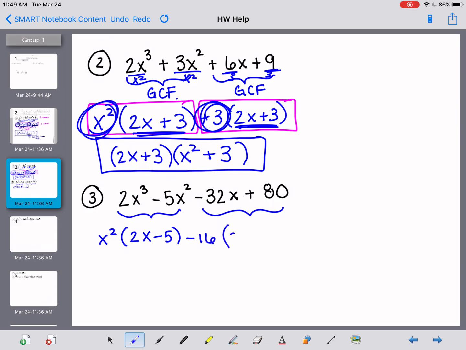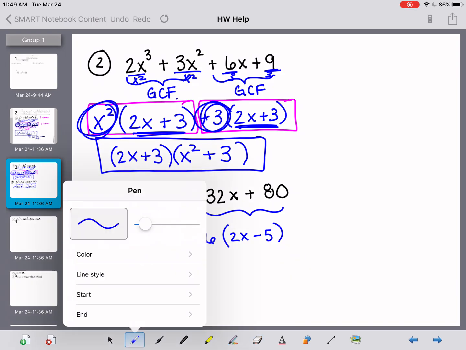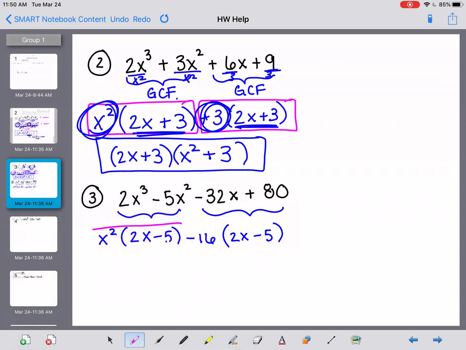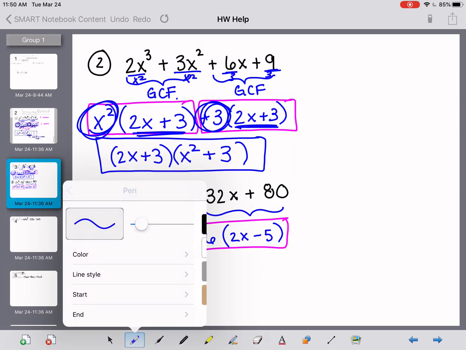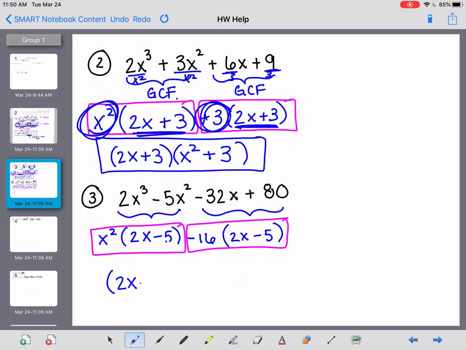And you should take out a negative 16, because if you take out a positive 16, I'll put it underneath, you would have gotten this. And that's a problem because look, our two bubbles are not identical. That's how you know to take out a negative 16, because otherwise your bubbles aren't identical. Here's my first box, second box. They have a common bubble of 2x minus 5. The leftover stuff is x squared minus 16.